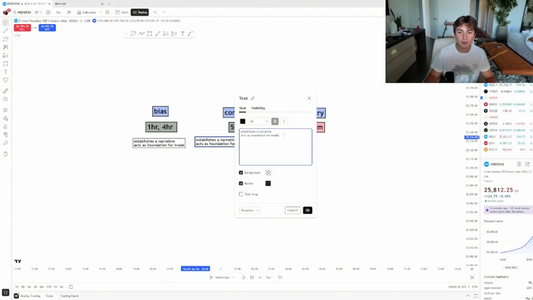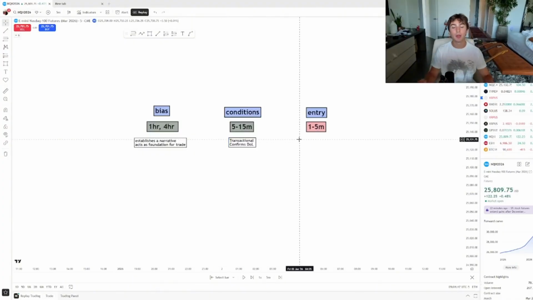What does a 5 and 15 minute fair value gap mean? Well, the 5 and 15 minute is transactional, confirms drawn liquidity. But the point being is my higher time frame, my 1-hour and 4-hour fair value gaps are the foundation. My 5 and 15 minute are the transactional aspect of it. It confirms the drawn liquidity because I'm entering on the 1 to 5 minute.